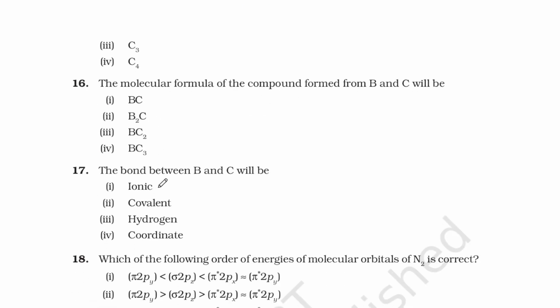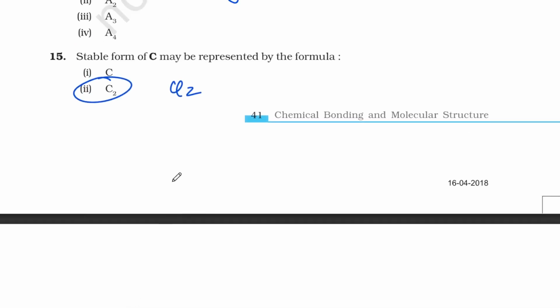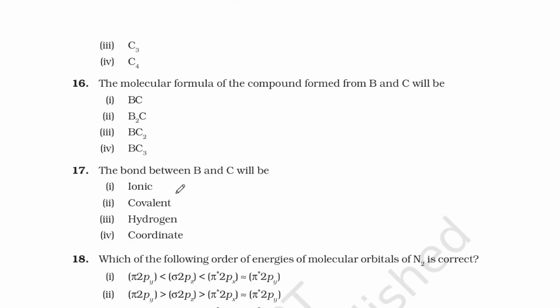16. The molecular formula of the compound formed between B and C. This is interesting. I've identified as P and Cl, so I can form two things. I can form PCl3 and PCl5. But in this case, only एक option दिया. If it had BC5 as well, then that could be an answer too. Right? You know that these exist.